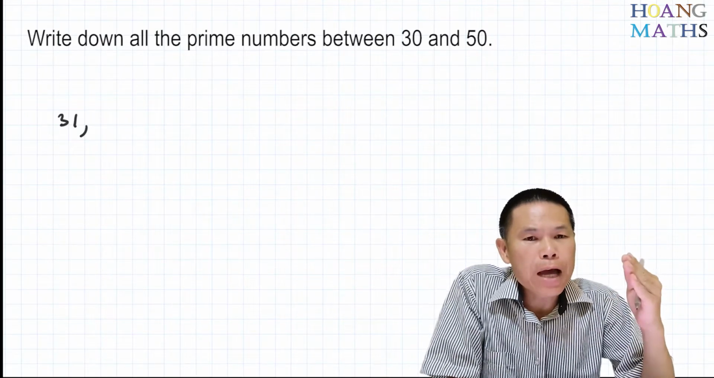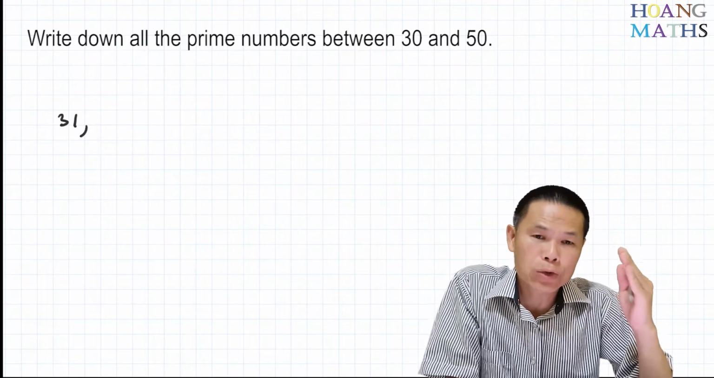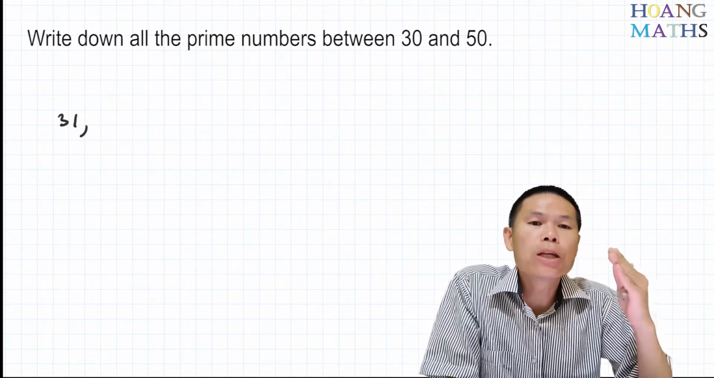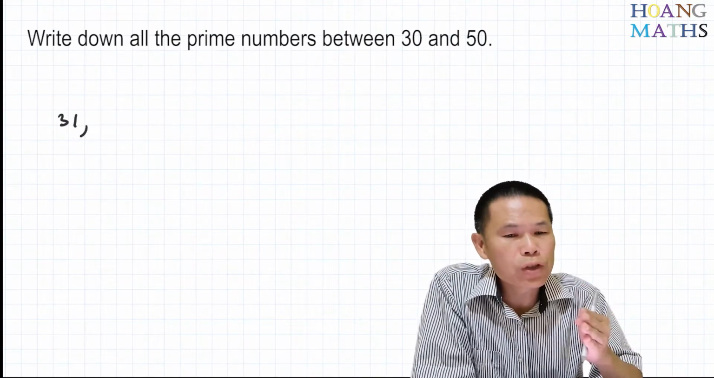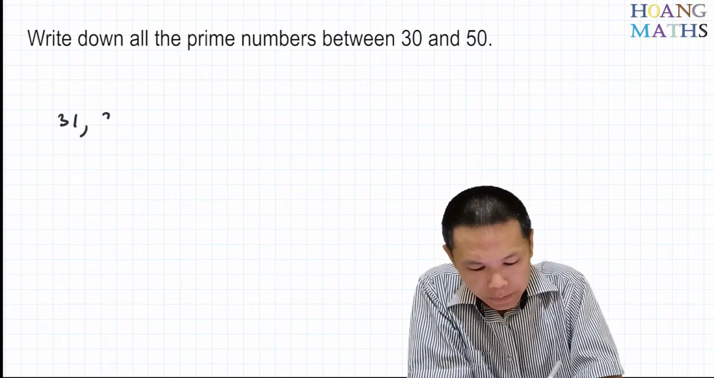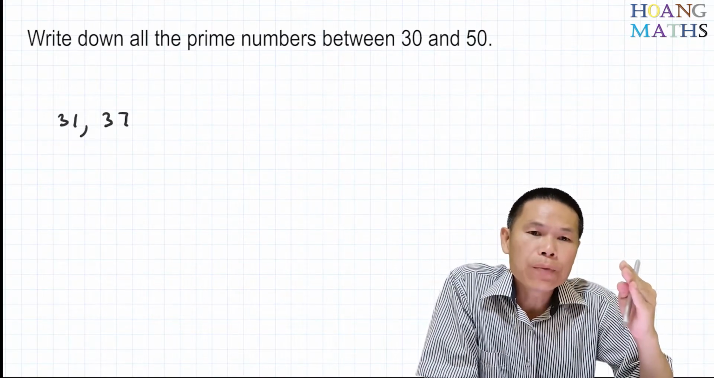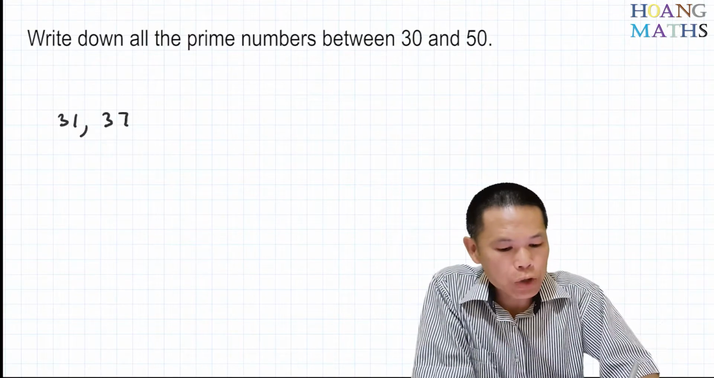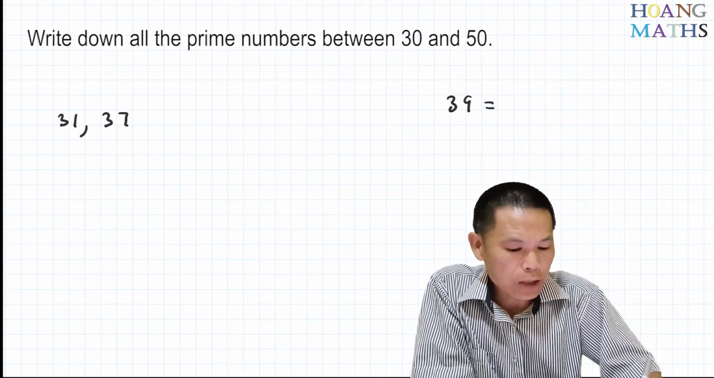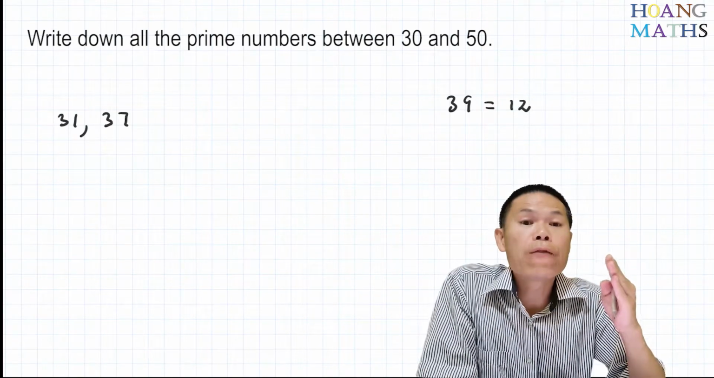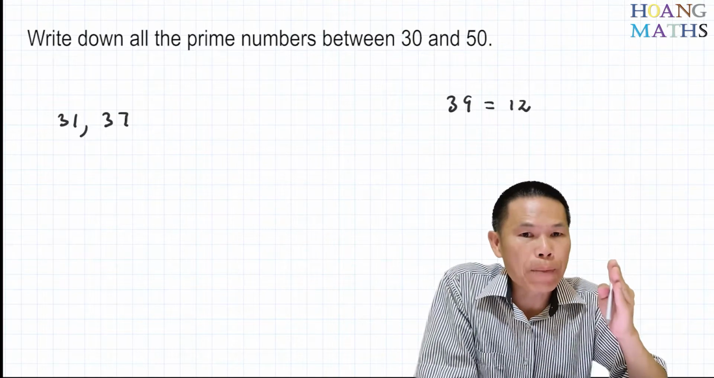And the next number after 31 is not 33 because 33 is divisible by 3 or 11, right? So the next one should be 37 because 35 is divisible by 5, right? And the one after 37 is not 39 because 39, if you add these two digits together, is actually 12. So therefore, it's divisible by 3. So therefore, it's not a prime number.